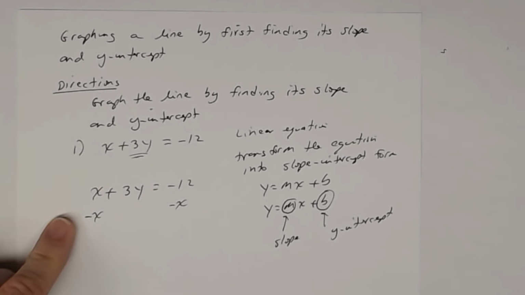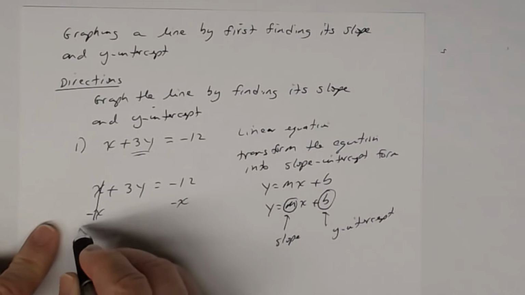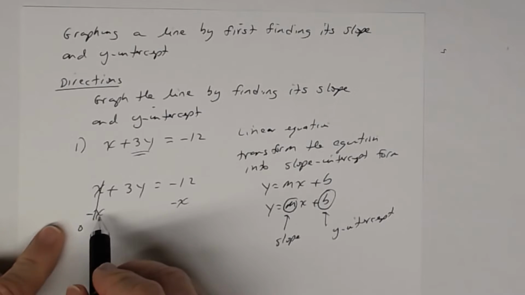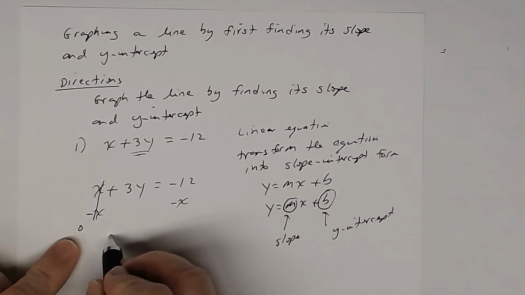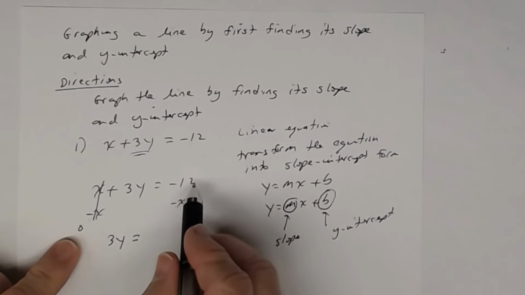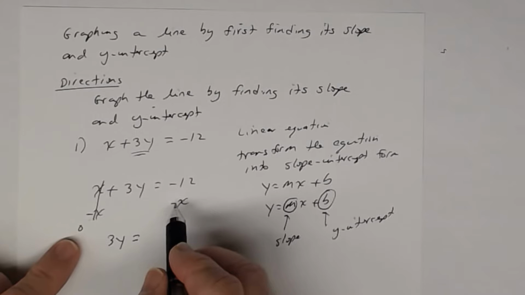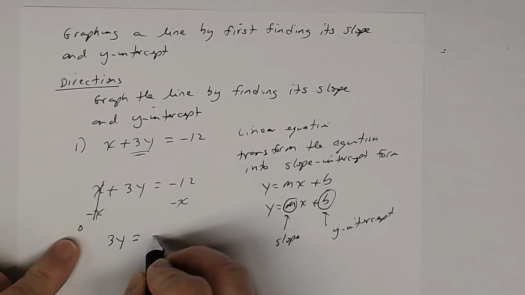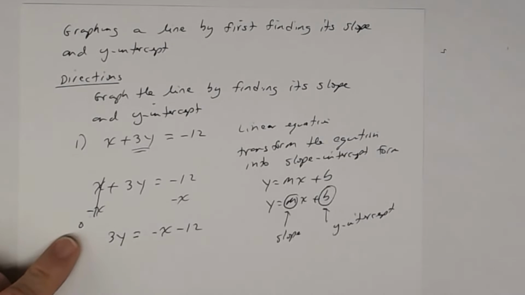All right, and then we combine like terms. x minus x is 0. Those are opposites. You get 0, and 0 plus 3y is 3y equal, now these are not like terms because this does not have the variable x in it, but I am going to rewrite it in descending order. So I'm going to put the variable first. So you have negative x minus 12. So that's where I'm at.